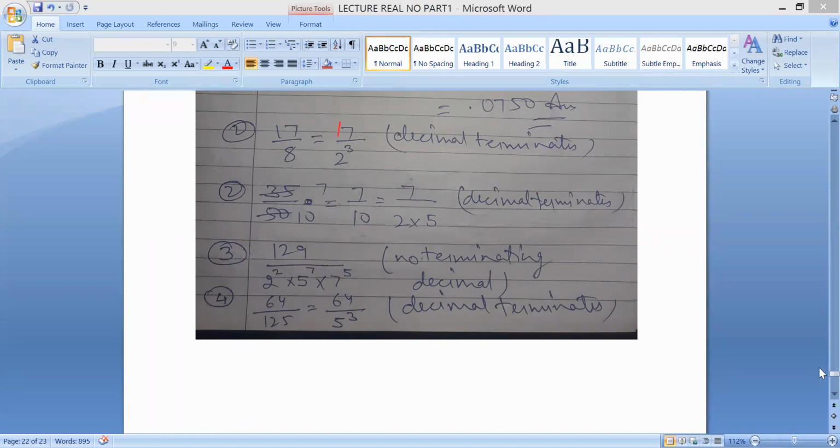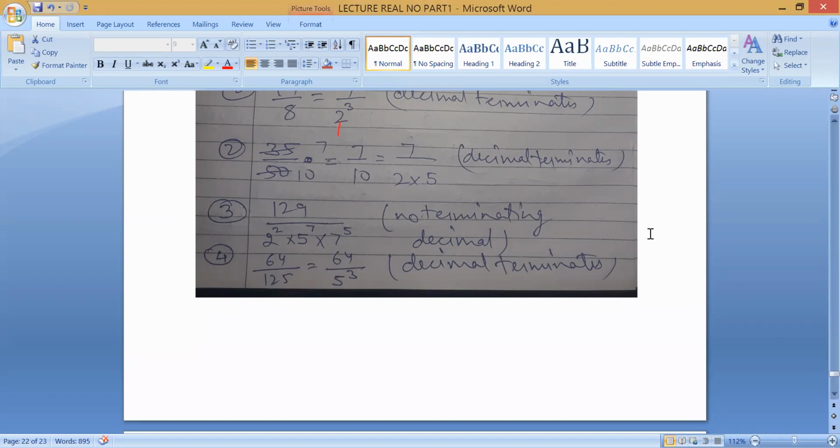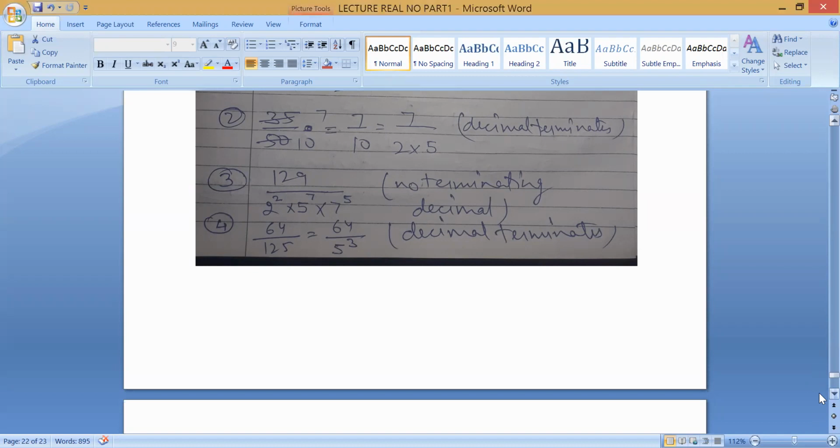After that 35 upon 50 is there. So again 7 upon 10. 7 upon 10 is what? 7 upon 2 into 5. So the denominator factors are what? 2 and 5. So what will you say? The decimal terminates. After that 129 upon 2 to the power 2 into 5 to the power 7 into 7 to the power 5. So you will say that here the decimal is non-terminating, because 7 to the power 5 is given.